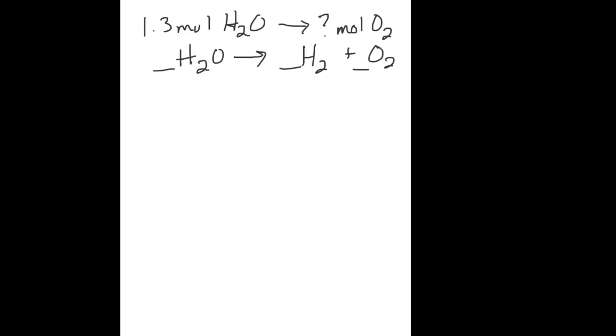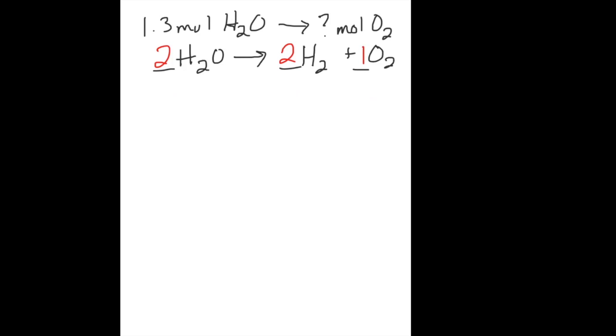So if I balance this equation, there are two H2Os, and there are two hydrogen molecules, and then there's one oxygen molecule. So what this is saying, it's giving you a ratio. For every two water molecules, I'm going to have one oxygen molecule and two hydrogen molecules. This is all based off of the law of conservation of mass, that what you have at the beginning is what you need at the end.